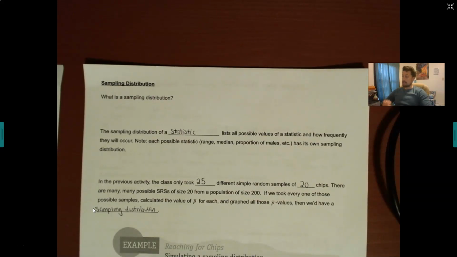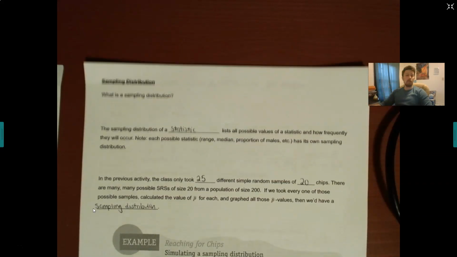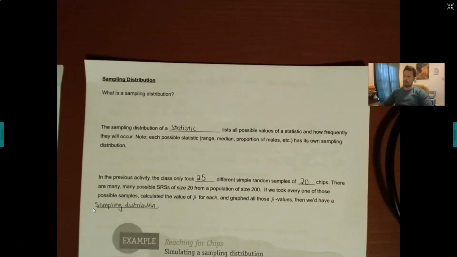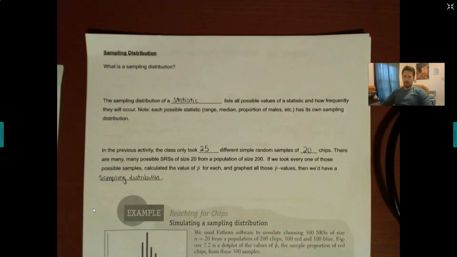Now, that would take us quite a long time. And you might be questioning, well, how many samples are there? If I pick 20 chips from a bag of 200, how many possible samples are there? And I'm going to tell you there's well over a trillion, well over a quadrillion. So we're not obviously going to do that, although computers can do it.